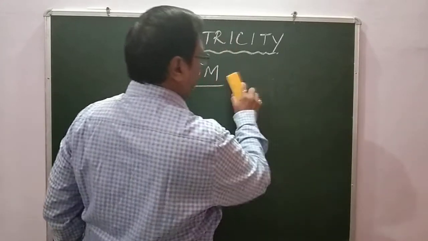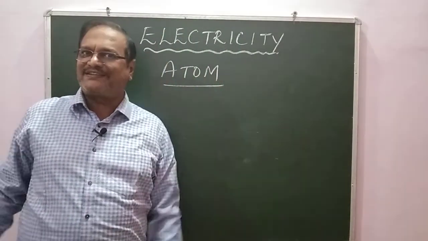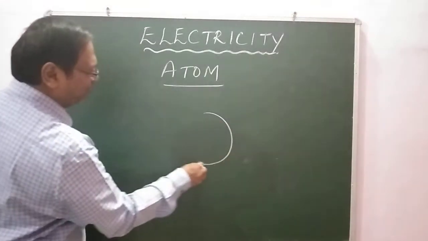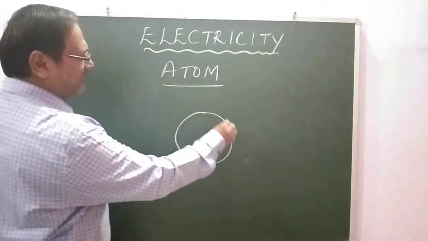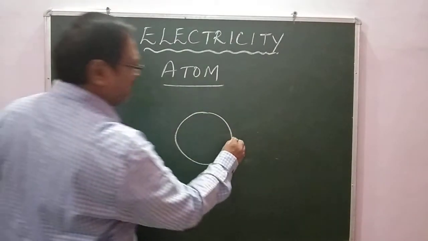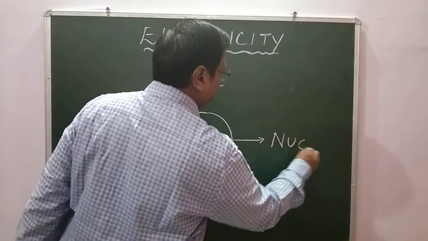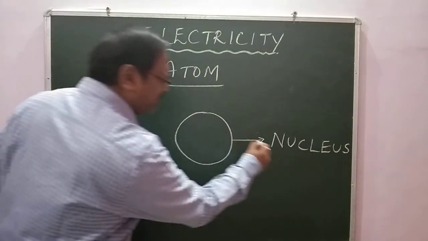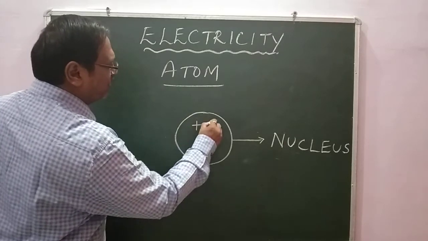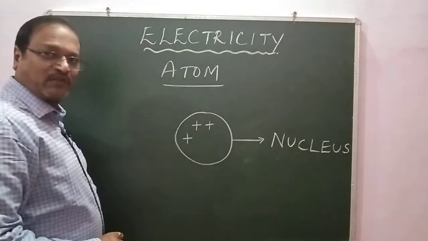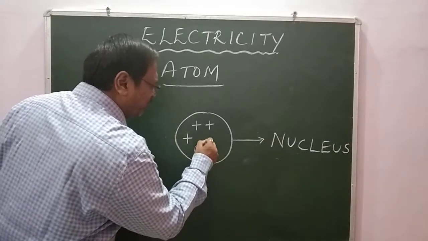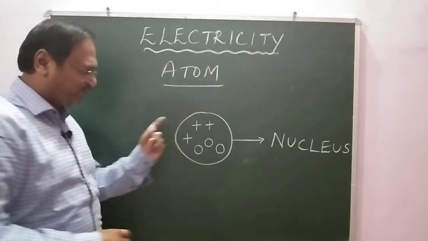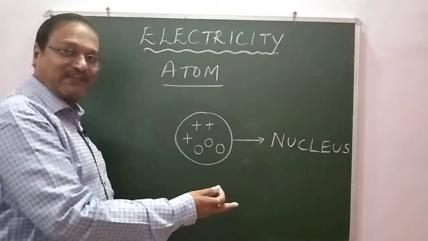So if you break an atom, what will you find inside an atom? Now I'm going to draw an atom for you. Atom has a center point like this. And this is called nucleus. What is this called? Nucleus. And what is inside nucleus? There are positive charges inside nucleus. And also there are some neutral particles which do not have charge. One is positive, another has no charge, right?